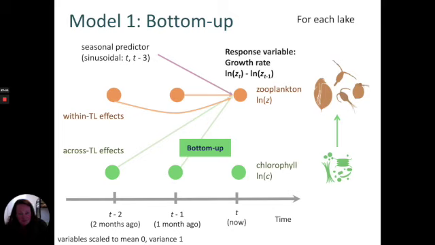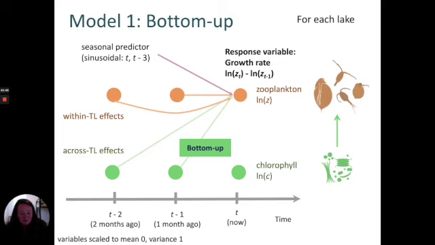So the bottom-up and top-down models look pretty similar, and I'll talk through both of them. In the first model, this is the bottom-up model, our response variable is zooplankton growth rate, and the predictors are the zooplankton abundance from one month ago and two months ago. So those are accounting for density dependence, within trophic level effects on growth rate. We also have this seasonal predictor, so those are just some sine waves that account for seasonality that are not necessarily captured in our environmental variables.